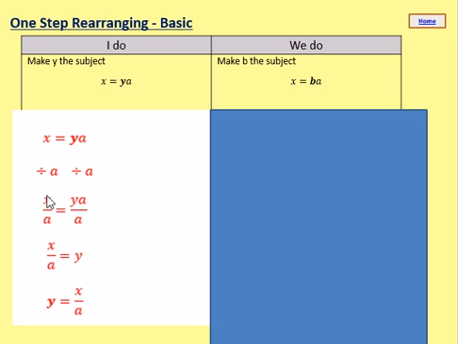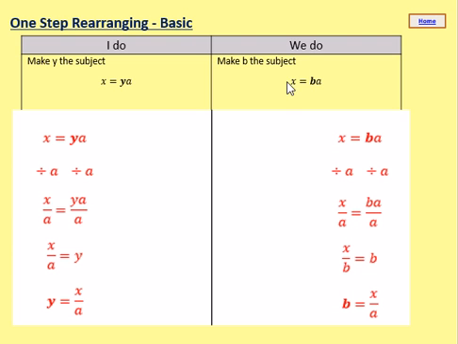So we're going to get x divided by a equals y times a divided by a. So y times a divided by a, well, the a's cancel each other out. That's why we did the opposite. The a's cancel each other out, so we're left with just y. And just y equals x divided by a. So y is now the subject. Y equals x divided by a. Please pause the video, copy this one down, and then try the we do for yourselves.